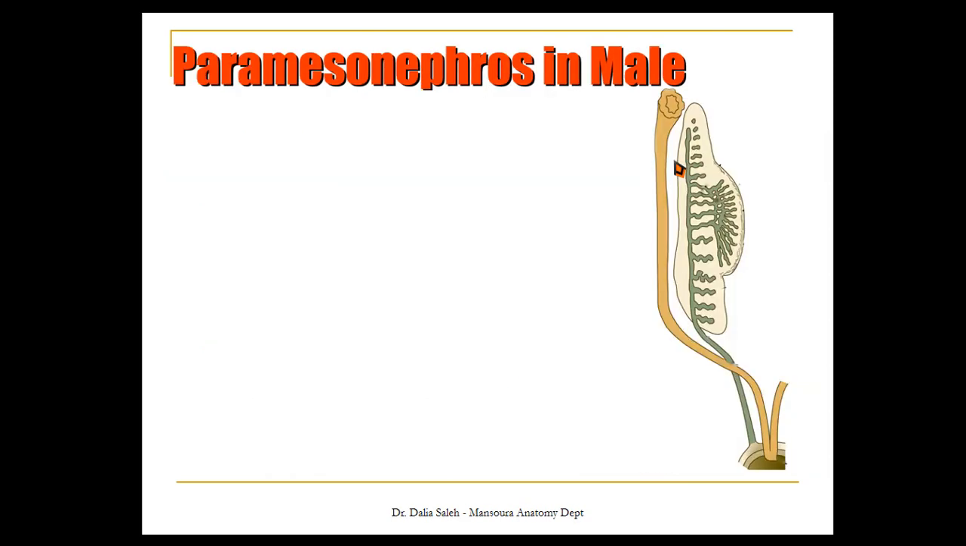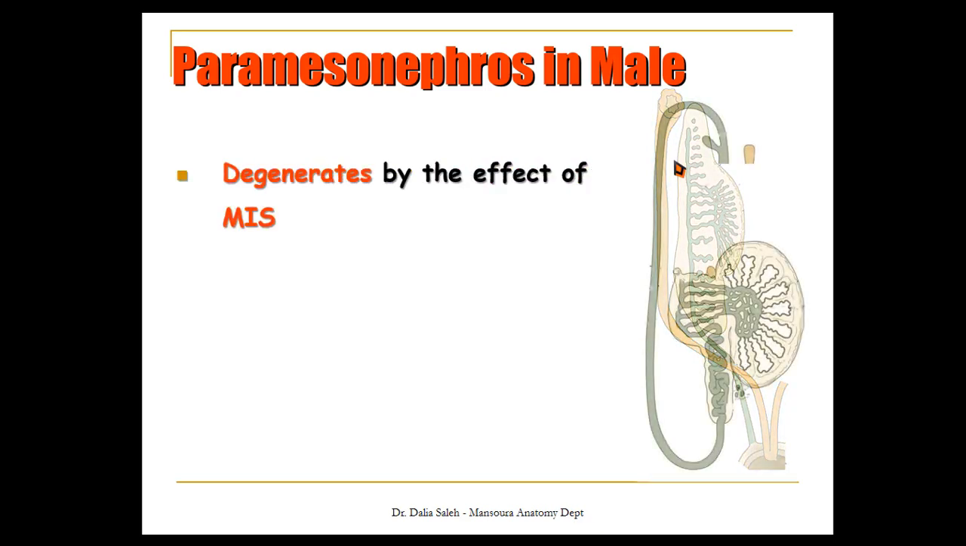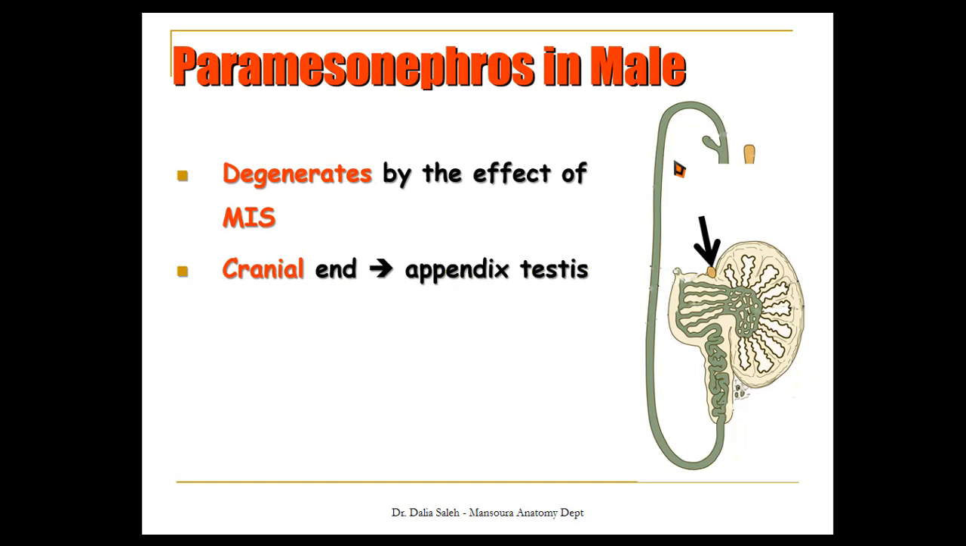What about the paramesonephric ducts in male? Remember that the Mullerian inhibiting substance secreted by the Sertoli cells of the testis will inhibit the development of this duct system in male. So eventually the paramesonephric duct in male degenerates by the effect of the Mullerian inhibiting substance, except the very cranial end of it will form an extension above the testis called appendix testis, and also the caudal end of the paramesonephric duct will form a very small part that can be found inside the prostatic urethra.